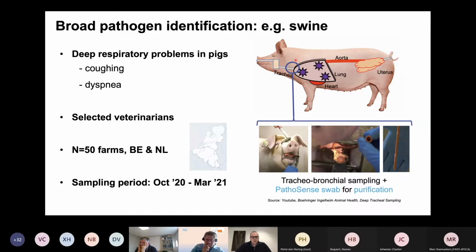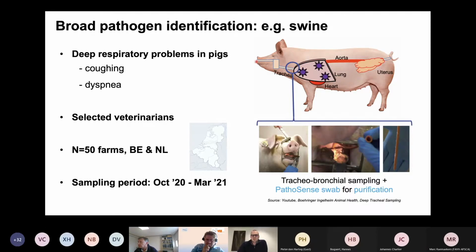And we included here 50 case farms from cases that were brought by a selection of vets, because this is important. If you want to do proper epidemiological studies and genomic epidemiological studies, you should include material that has been collected properly. And you see already that a lot of vets are putting a lot of effort in taking really good materials. Now, how have these samples been taken?